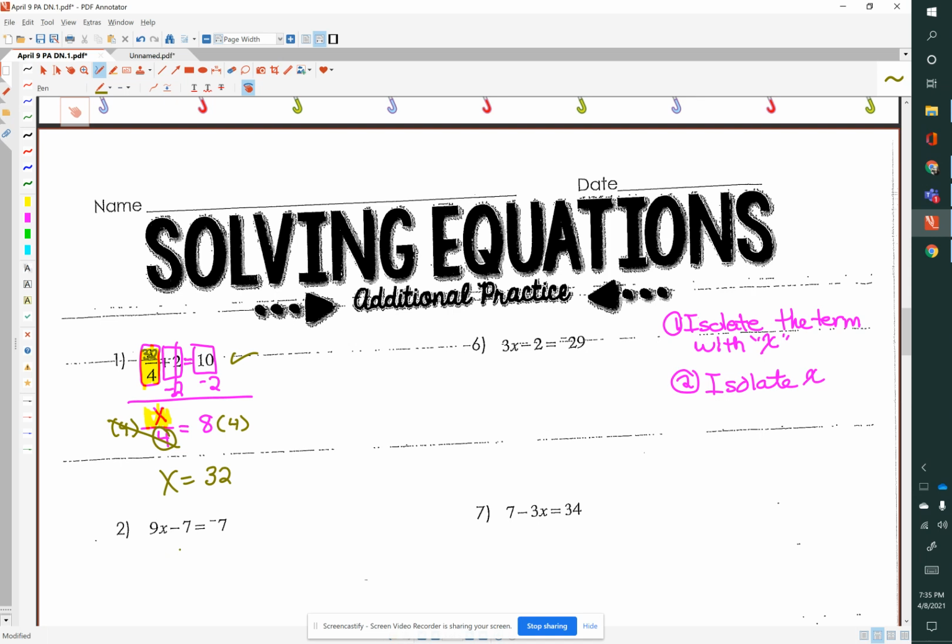So number 2, what's happening? We've got the term 9x and then 7 is being subtracted. So first I'll add 7 to both sides. And that means 9x equals 0. Now x is being multiplied by 9. So now I'll divide by 9. And I'll divide the right side by 9, and that means that x equals 0, because 0 in the numerator means the whole term is 0.